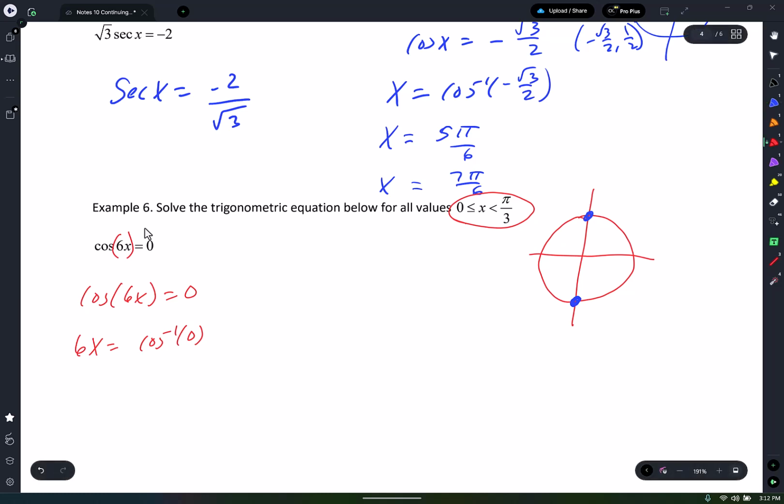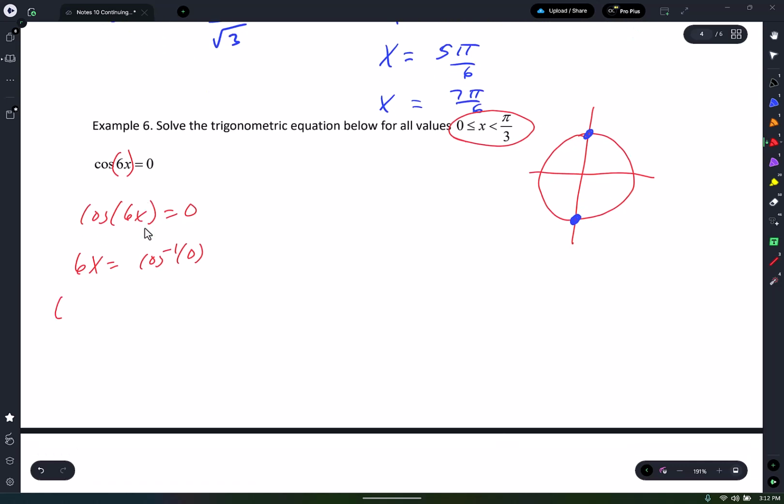Are we okay? All right. Give me my first one. 6x1 equals, where's cosine 0?